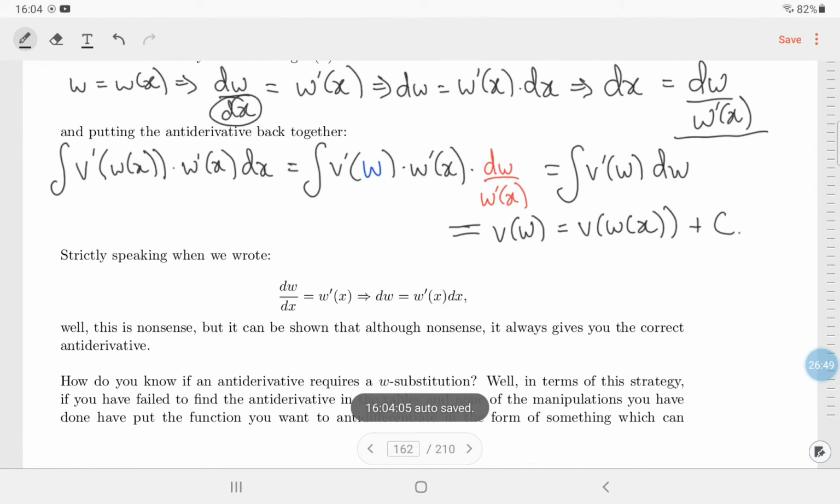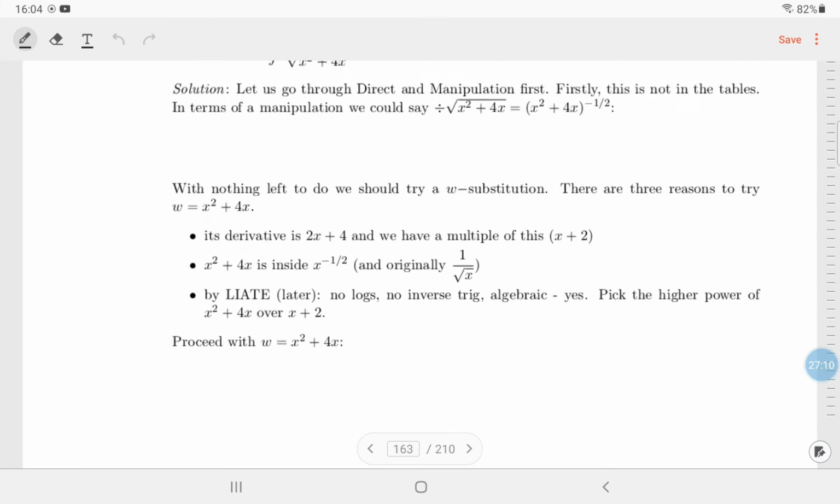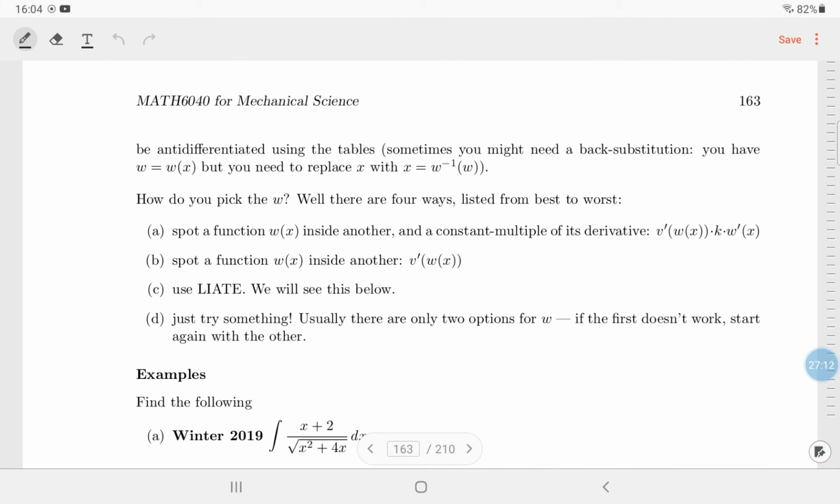Okay, so the question is, how do you know if an antiderivative requires a w substitution? Well, in terms of your strategy, you see, is it in the tables? If it isn't in the tables, you try a manipulation, and if the manipulation doesn't work, then you'll try a w substitution. Now the question, which is a bit difficult, is how do you know what to take for the w?